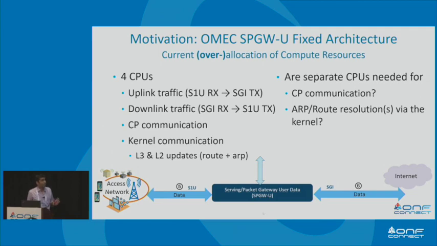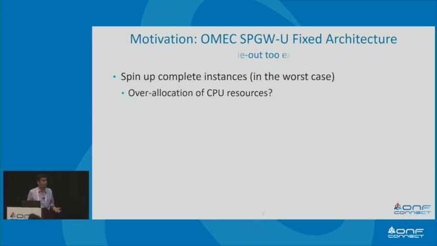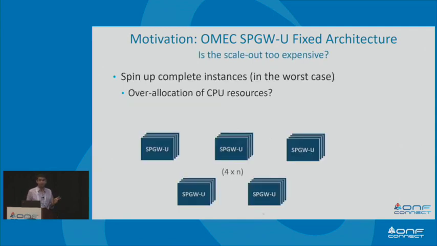So the question we're trying to ask is whether the current model is over-allocating computing resources. Do we need separate CPUs for these 2 functionalities? This can become an extremely critical question when we try to scale out this user plane into more and more instances, because we are investing 4 CPUs every time we install a separate instance of the SP Gateway user plane. That's why this design looks too fixed to us, and we want to make it more flexible, as in reducing the number of cores dynamically at runtime.